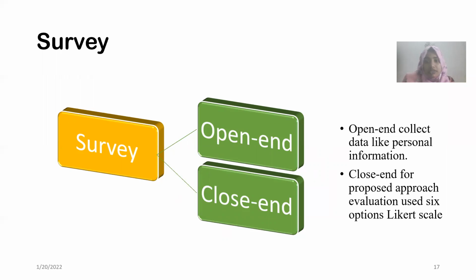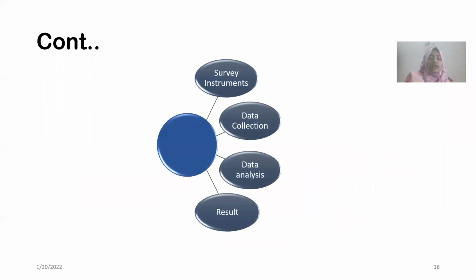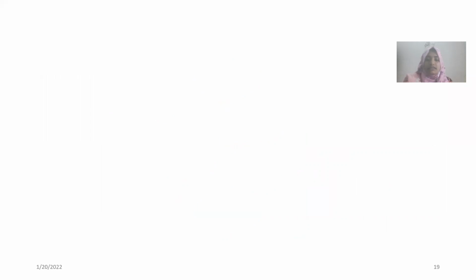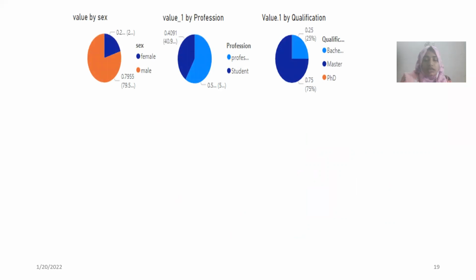The proposed approach evaluation uses fixed options on a scale, like agree, strongly agree, disagree, no answer, etc. Here are the steps of the survey: first the survey instrument, then data collection, then data analysis, and then the result. Here we present our report of the survey.